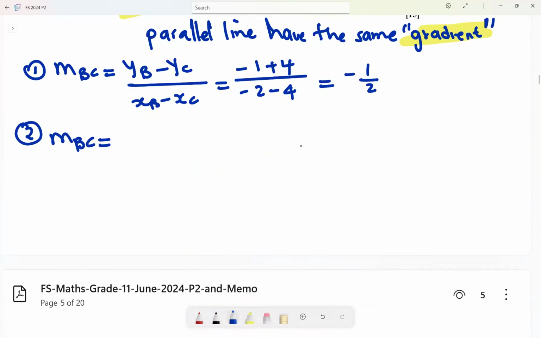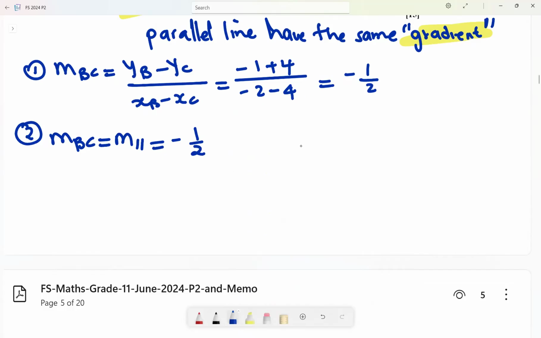Let me say the gradient of the parallel line. I'll just name it the gradient of the parallel line, which is equal to how much? Negative 1/2. Hey, this is free marks. Okay, it is not necessarily free marks. It needs you to understand the concept.